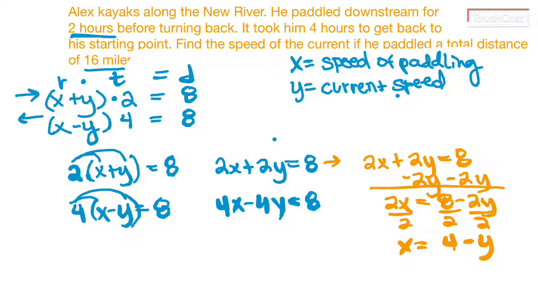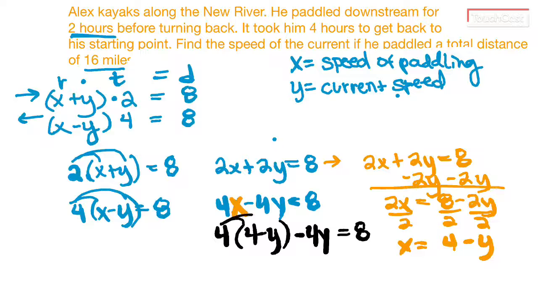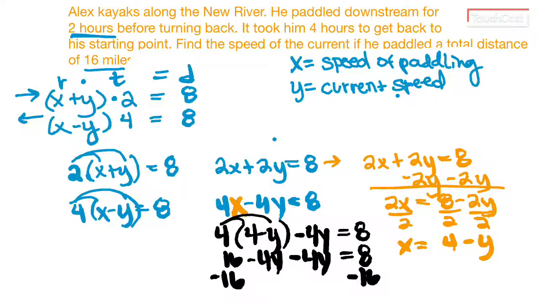Now we can plug this in for x in our second equation. So we will rewrite it and say 4 times (4 minus y), and we make sure we use those parentheses, minus 4y is equal to 8. We'll distribute through, so we end up with 16 minus 4y minus 4y is equal to 8. We're going to subtract 16 from both sides. And then we get negative 8y is equal to negative 8. And then we can see that y is equal to 1. And notice that the question only asked for the current speed, but we'll go ahead and solve for the speed at which he was paddling as well.